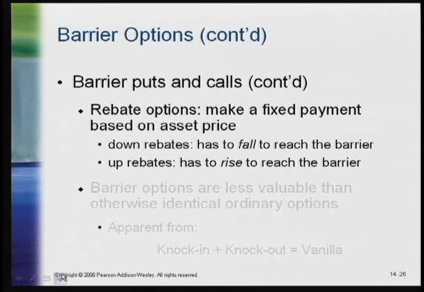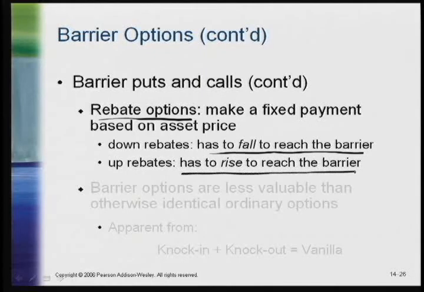There's also a kind of barrier option called a rebate option. And this is an option where a fixed payment is made. So a down rebate is where you get a payoff if the price falls to the barrier. So if it hits the barrier by falling to it, a fixed payment is made. Whereas an up rebate is where the stock is initially below the barrier and a payoff is made if the stock hits the barrier from below.